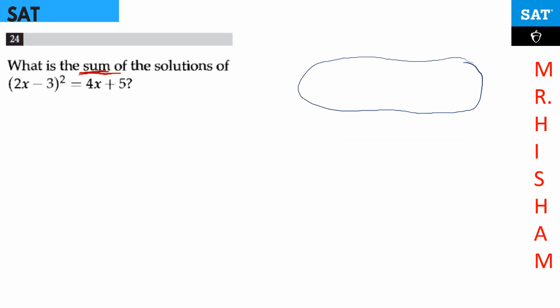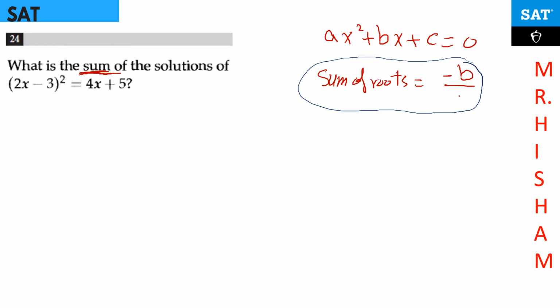Something which is very important about the general quadratic equation ax squared plus bx plus c equal to 0: the sum of roots is equal to negative coefficient b over a, and the product of the roots is equal to c over a.